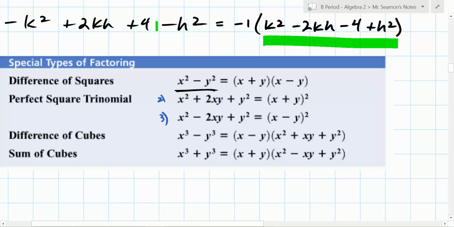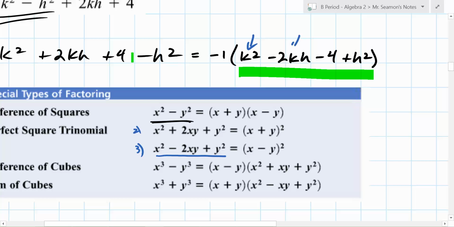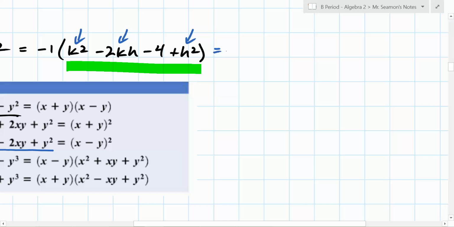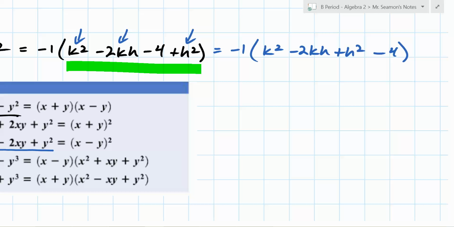Because we have the first 3 terms. What would those first 3 terms be? k squared minus 2kh and what? Plus h squared. So let's just do something here. What's that rule? You can move the order around with addition, right? So we could have -1 times k squared minus 2kh plus h squared minus 4. But what does this right here exactly look like?